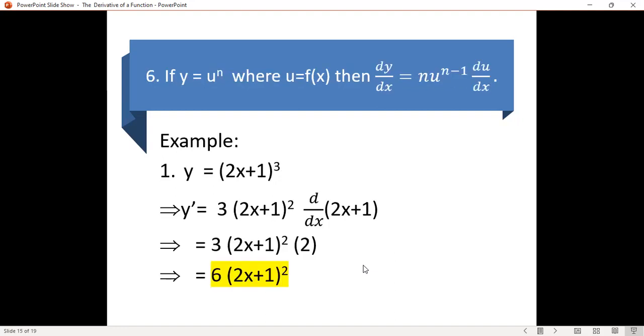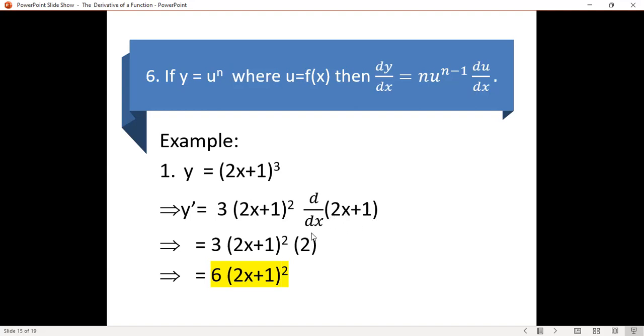Okay. For the sixth rule, this time we have y equals u to the n. So it's not simply x, but a function. So u is a function of x. Then dy over dx is n u to the n minus 1. But don't forget to multiply n u to the n minus 1 by the derivative of u with respect to x. So that if you have y equals (2x plus 1) cubed, your y prime is going to be 3 times (2x plus 1) squared multiplied by the derivative of 2x plus 1.